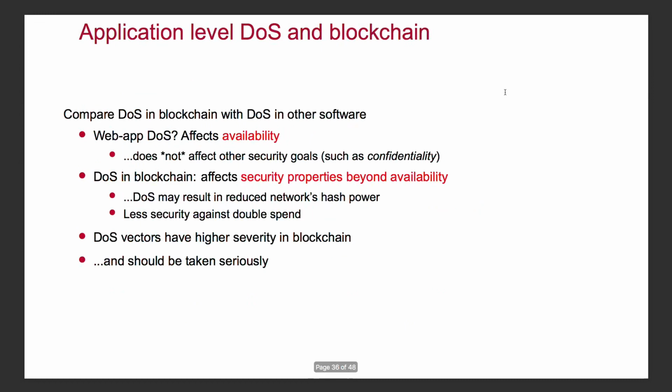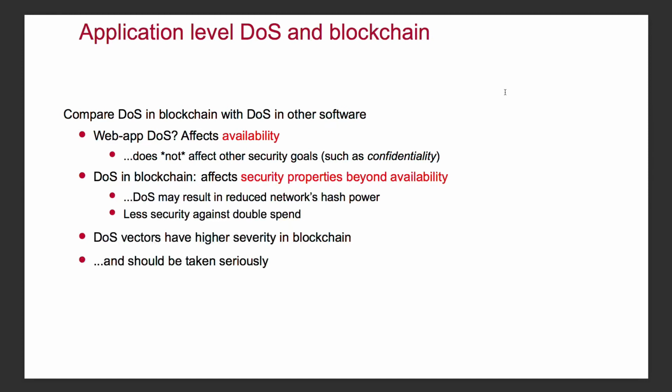So now if we compare DoS in blockchain, like the Satoshi blockchain in Bitcoin, with DoS in other software, DoS is generally regarded as a kind of issue that's not that important. For example, in a web app, it affects availability, which is a huge issue if this is a really important web app, but it does not affect other security goals. It does not affect confidentiality. If I have a DoS attack on a web app, I'm not going to see the passwords of users inside that system. However, DoS in blockchain is different.